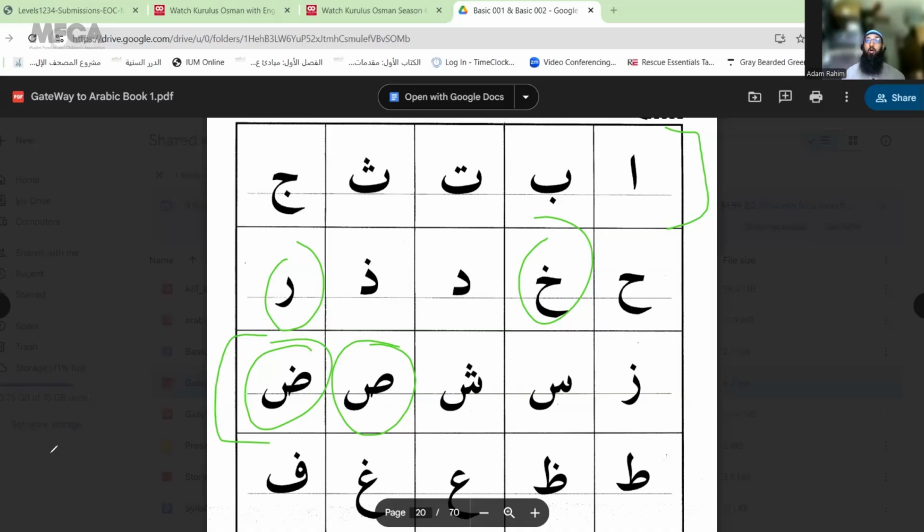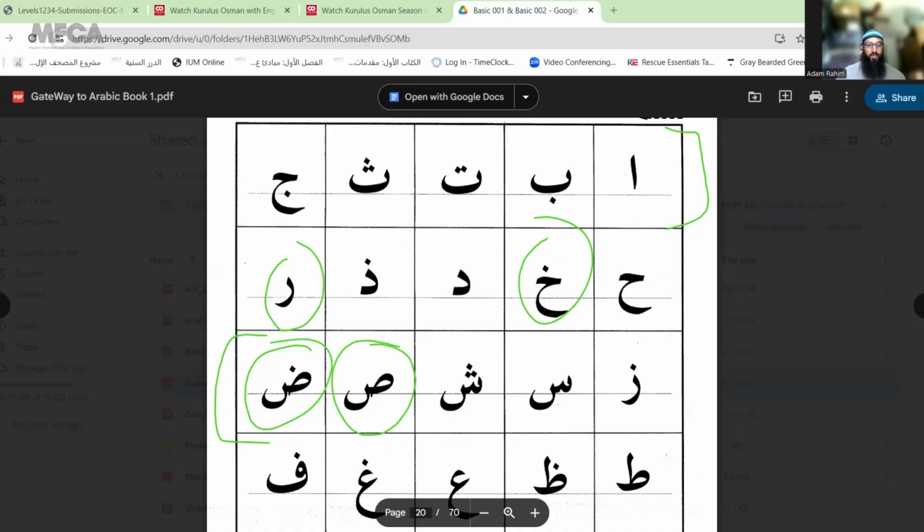Right? So for example, kha, ra, sad, dad. Okay, there are a few more letters that are added to this, but we haven't taken them just yet. But just keep in mind, like I said, the majority of letters are going to fall into that flat category, and just a few letters are going to fall into that rounded, heavy scenario. Okay, so now let's get started.